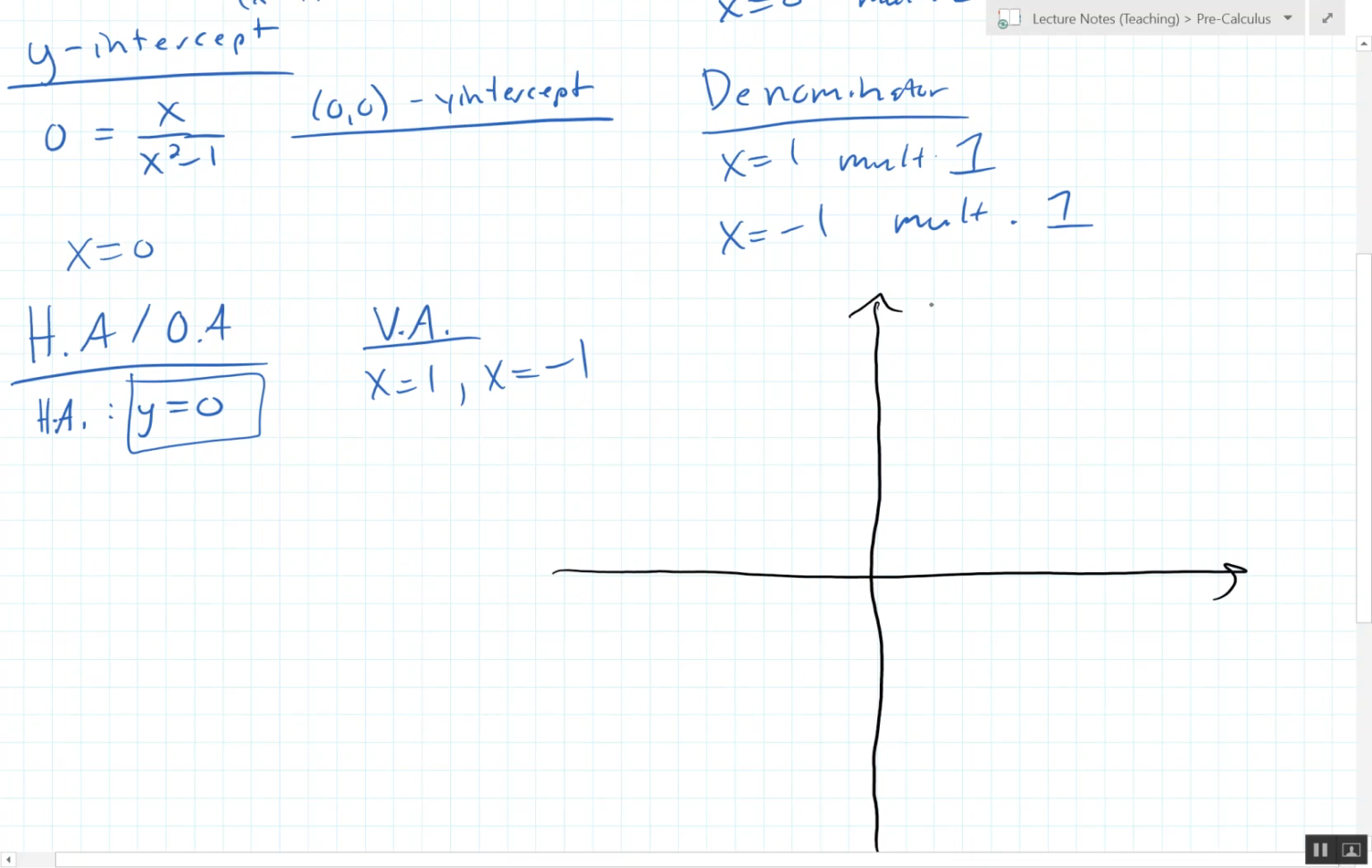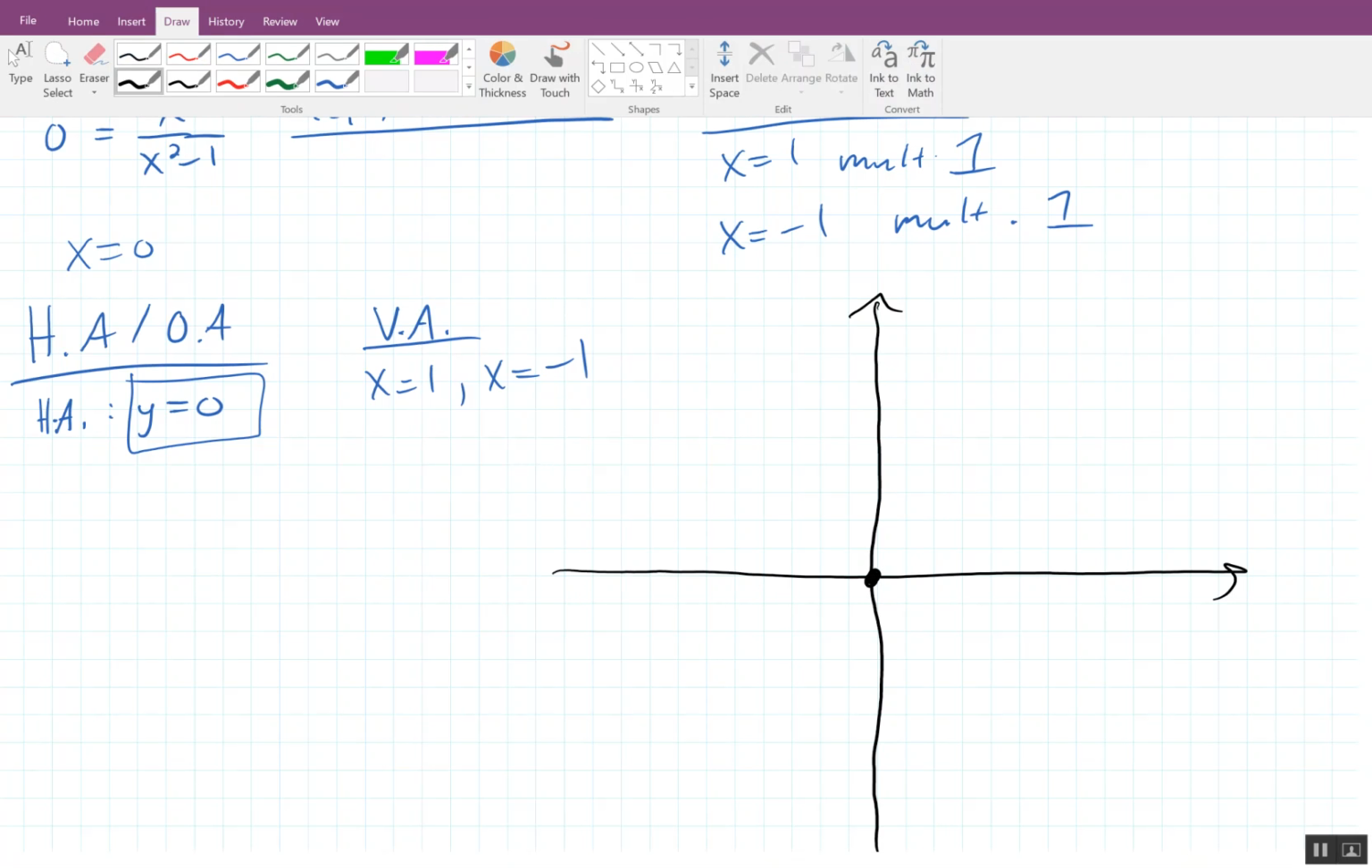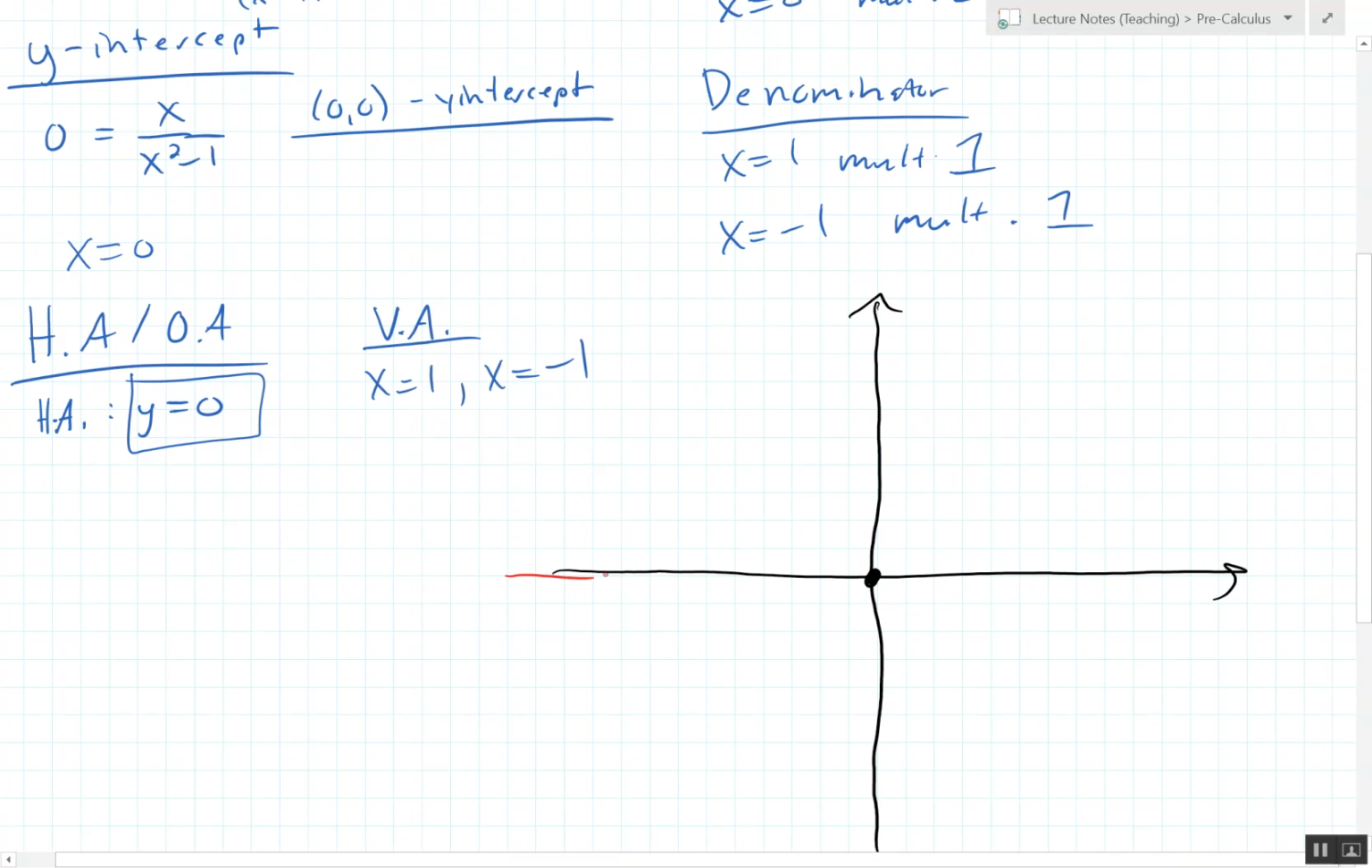And let's just put in our information. Well, our y-intercept is (0, 0), so we know this is a point on the graph. We know we have a horizontal asymptote at y equals 0, so I will draw asymptotes in red here. So we'll have an asymptote. And notice that the point (0, 0) is on the asymptote, which is allowed. These functions are allowed to cross horizontal asymptotes, but never vertical.